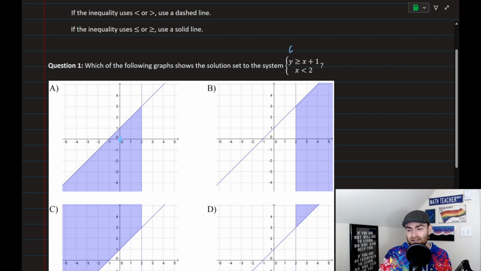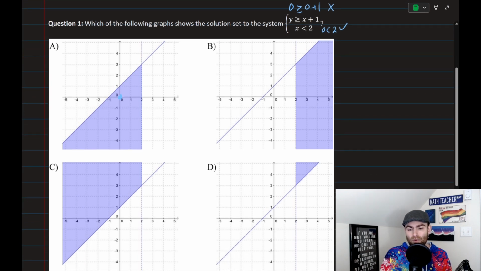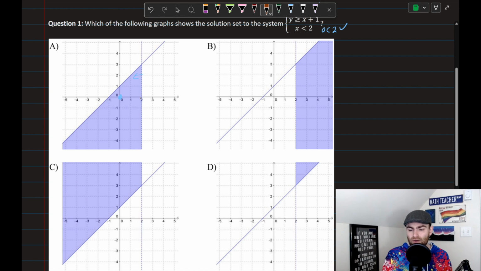So if we plug it in, is 0 greater than or equal to 0 plus 1? No. But is 0 less than 2? Yes. So it works for the vertical line, but it doesn't work for the slanted one. So that means that we are on this side of the graph. Oh, that might be a little hard to see. We are on this side of the graph for the vertical line, but we are not on this side of the graph for the slanted one. So what does that mean? It's C. It has to be up here.